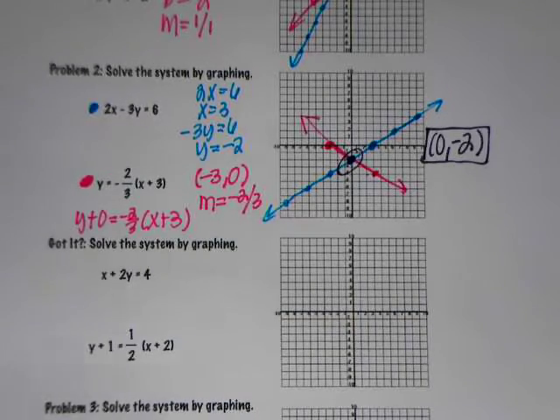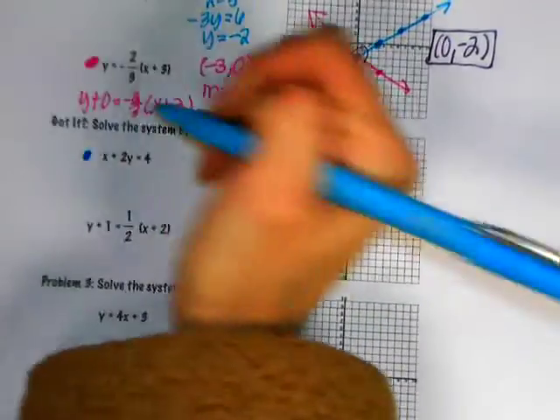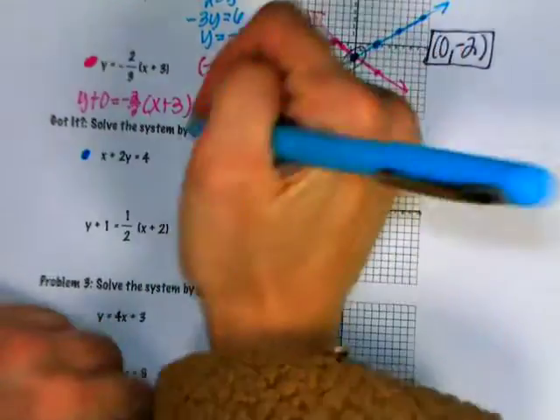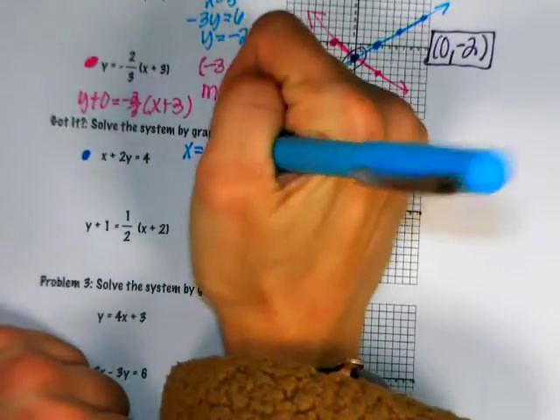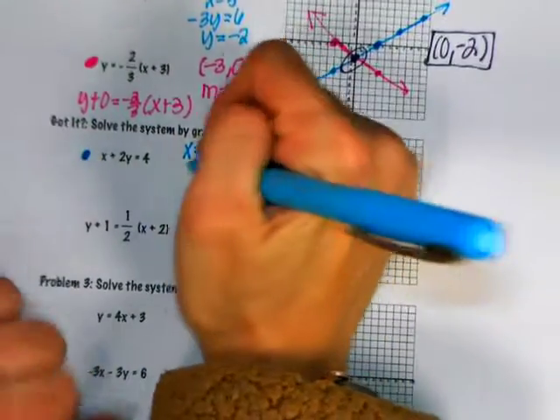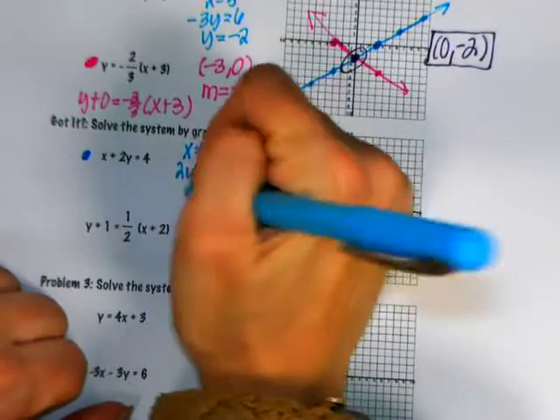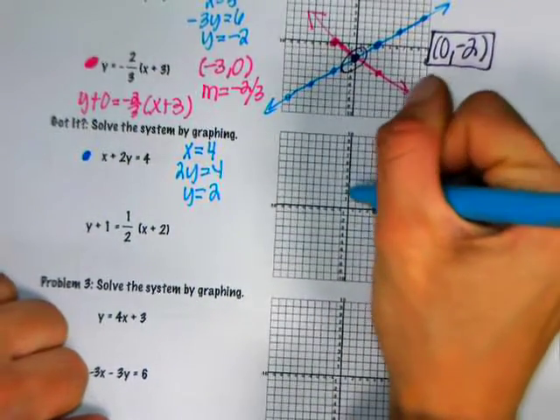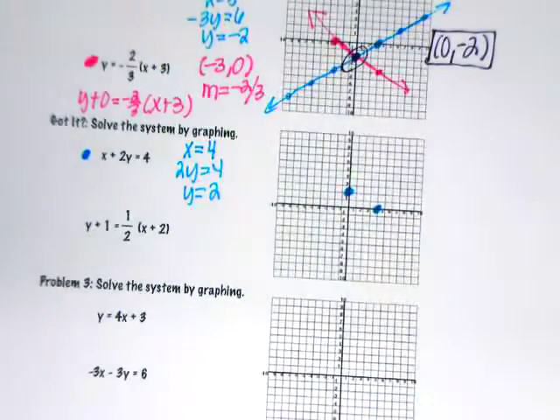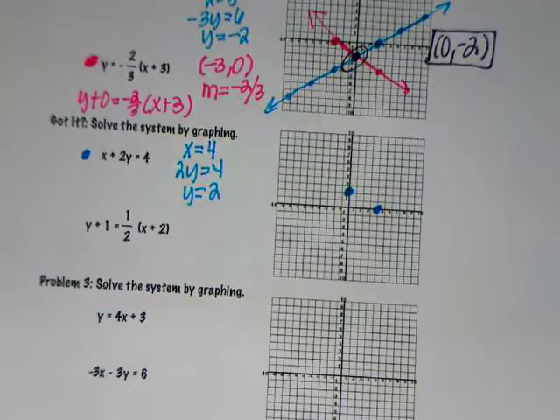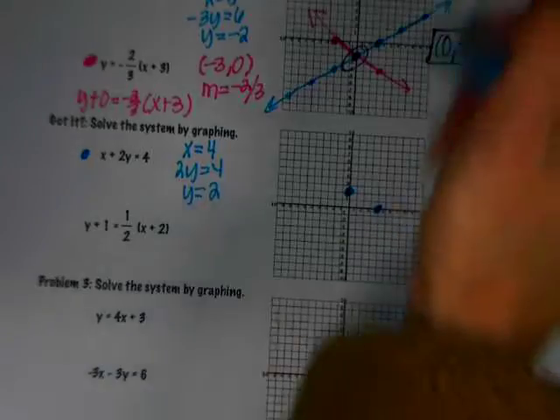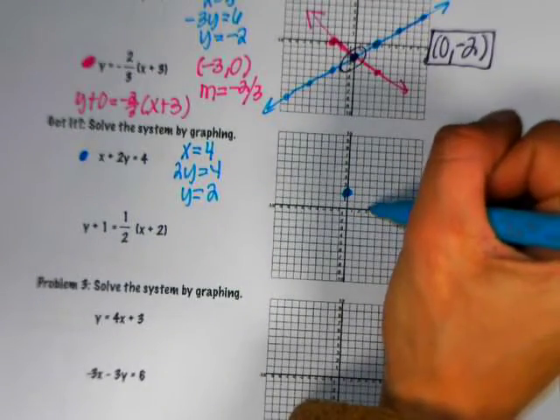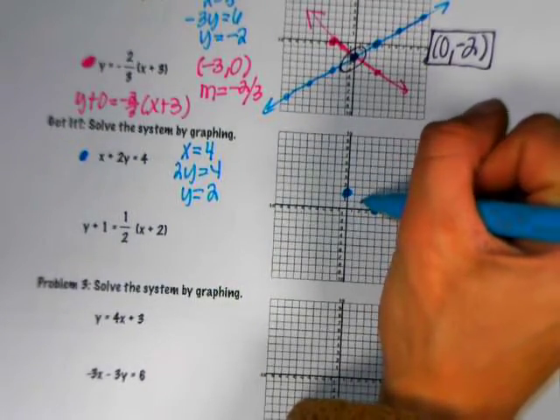All right, for the top one, that's in standard form. So what would my x-intercept be? 4. And then I would have 2y equals 4. So what does y equal? 2. Yes. Okay, so we're there. And we can count out the slope, down 1 over 2.